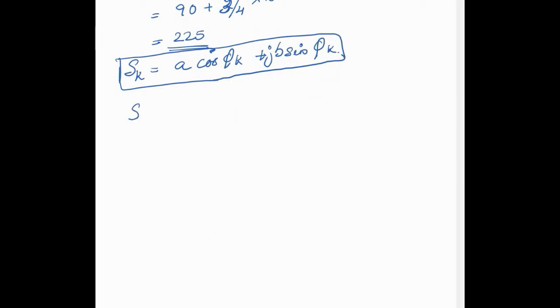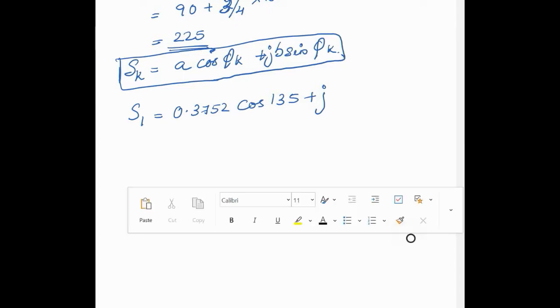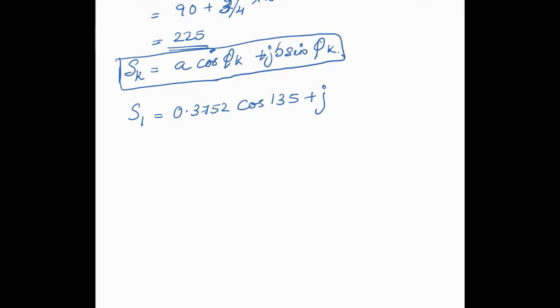So phi 1 gives a, 0.3752 cos 135 plus j. If you're using a calculator, you have to put j after the value only. b means you got 0.75 sin 135. Similarly, s2 is found, k varies up to capital N. You got 1 and 2. Your capital N is 2, so you have to find the value for 1 and 2.